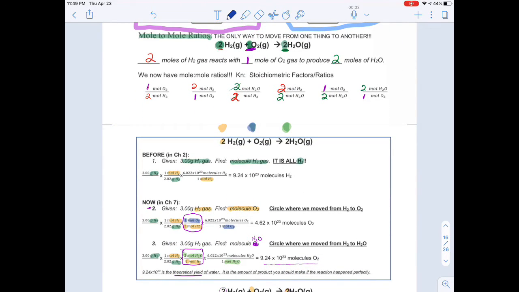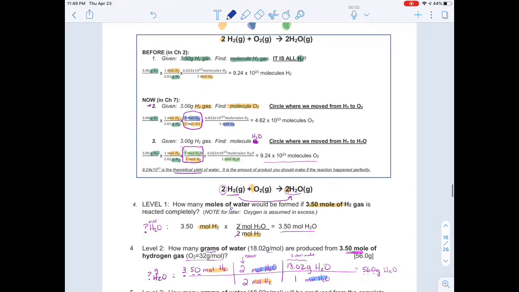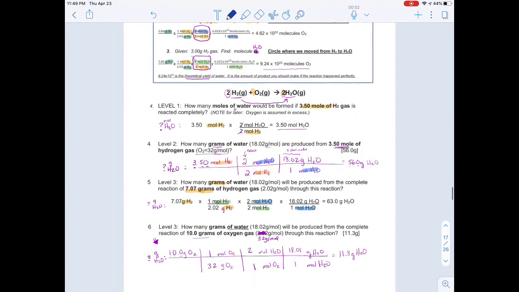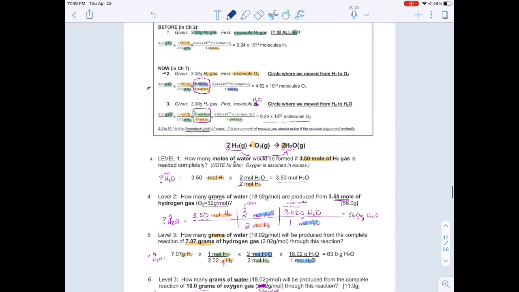So this is again talking about how you can take these front coefficients and relate them to each other. Here's our first example of doing this, and then it gets a little more complicated further on. We'll go ahead and just look at this one right here. This is a reminder of how to use Avogadro's number.